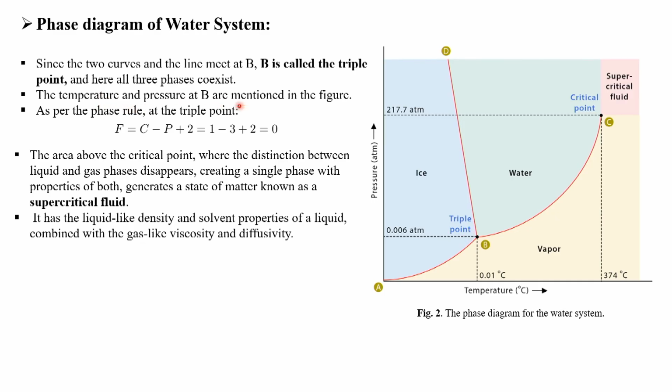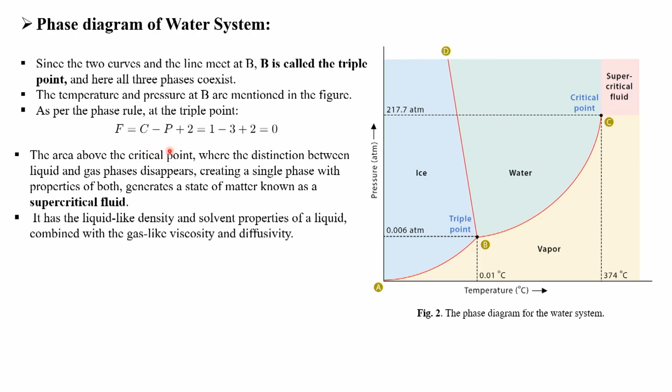The temperature and pressure at B are mentioned in the figure as per the phase rule. So at the triple point, C is the number of components, P is the number of phases, plus 2. So we get 1 minus 3 plus 2 gives you 0. So there is no degree of freedom here. The number of degrees of freedom is 0 here.